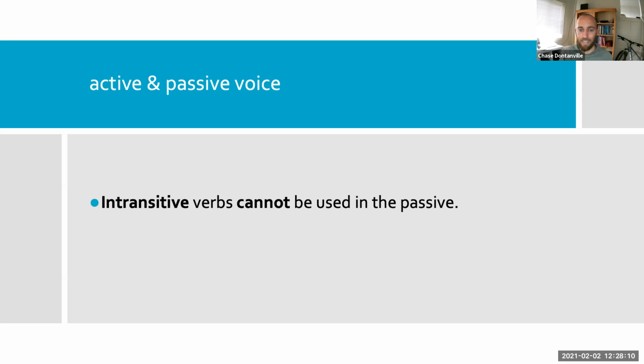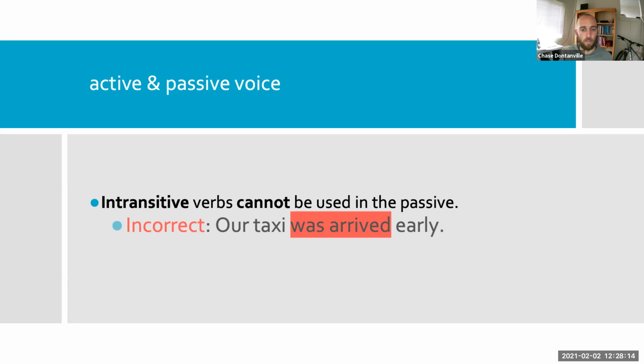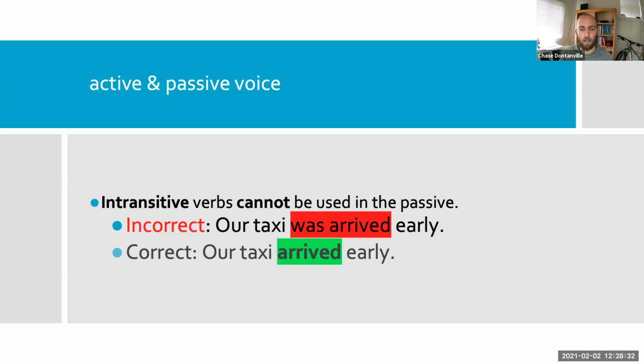Intransitive verbs cannot be used in the passive. So this is incorrect: Our taxi was arrived early. Remember, arrive is a verb that is intransitive, so we cannot use it with an object and we cannot use it in the passive. So the correct way: our taxi arrived early, okay? Not was arrived.